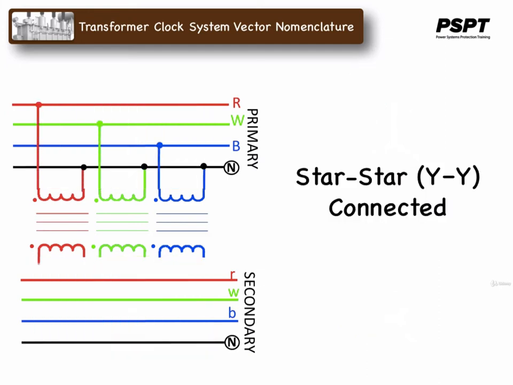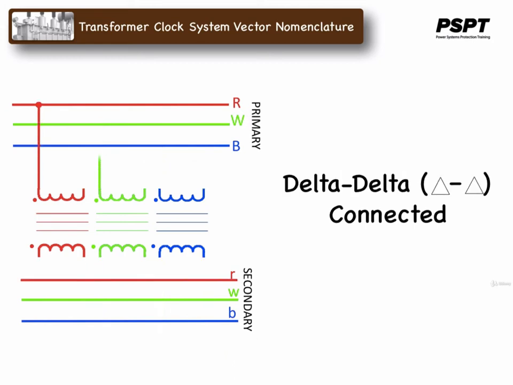Take, for example, a star-star or a Y-Y connected transformer. We have already looked at this connection, and it is fairly straightforward. However, if we reverse the connections of each of the secondary windings, it would still be Y-Y connected, but certainly the secondary phasors would have to be different. As is the case for a delta-delta connected transformer.